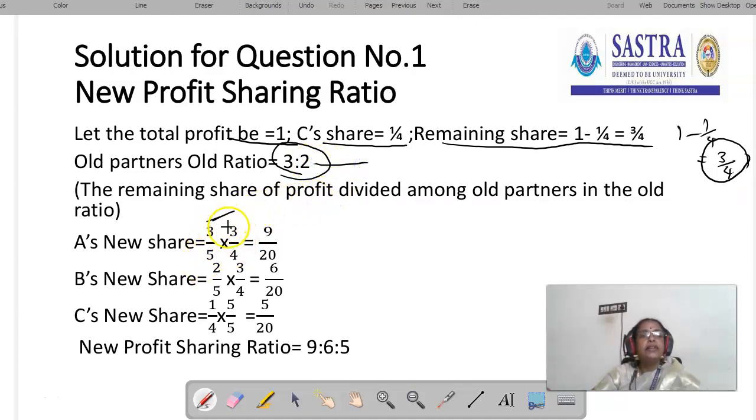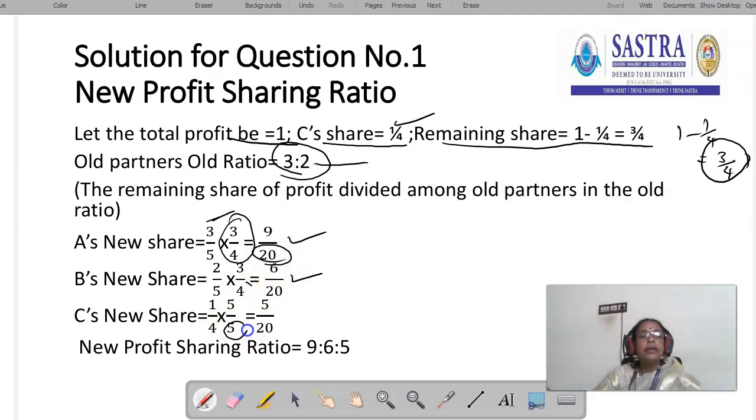So 3/5 into 3/4 is equal to 9/20. B's new share is 2/5 into 3/4. This 3/4 is nothing but the remaining portion of the profit. So 2/5 into 3/4 is 6/20. C's new share is 1/4, which is given. 1/4 into 5/5, since the denominator is 20.